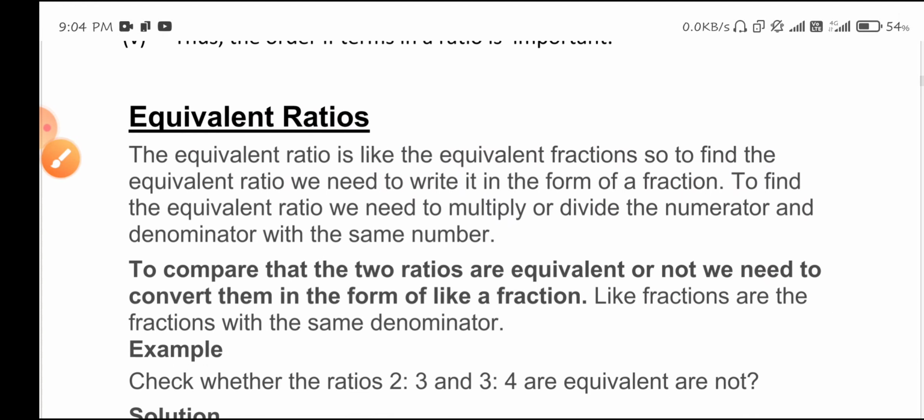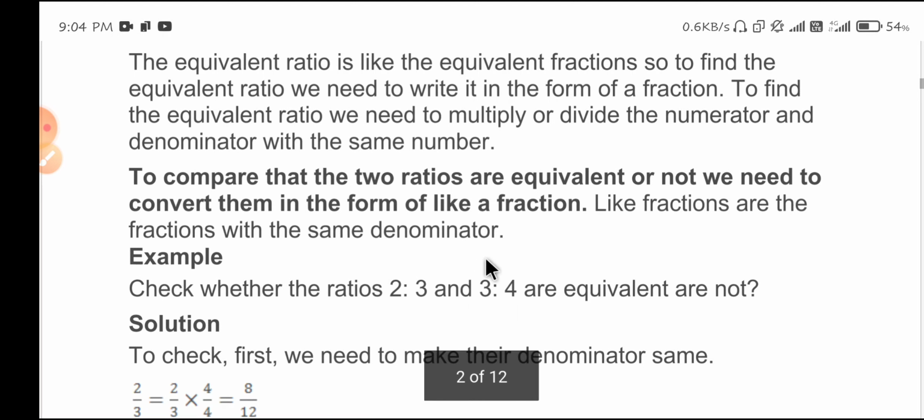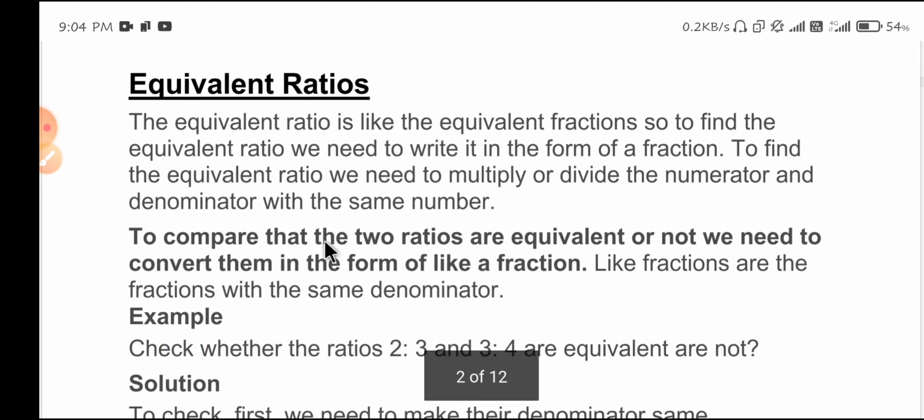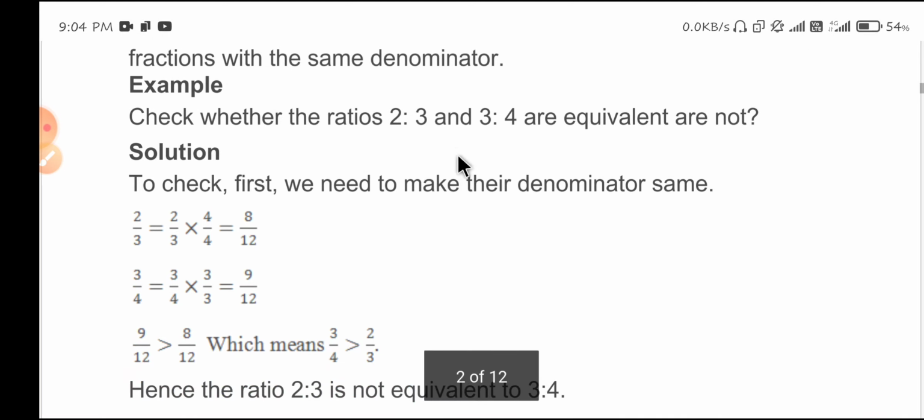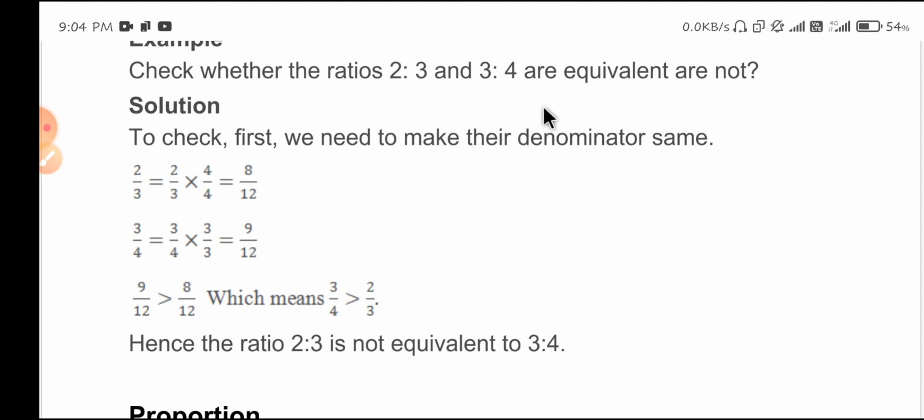Then what do I mean by equivalent ratio? Equivalent ratio is like the equivalent fraction. To find the equivalent ratio, we need to write it in the form of a fraction. First of all, you'll write it in the form of a fraction. To find the equivalent ratio, we will multiply or divide the numerator and denominator by the same number. To compare whether two ratios are equivalent or not, we need to write them in the form of fractions. For example, check whether the ratios 2 ratio 3 and 3 ratio 4 are equivalent or not.